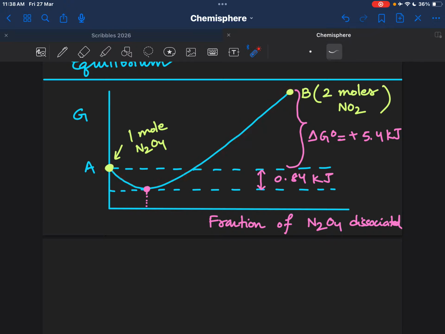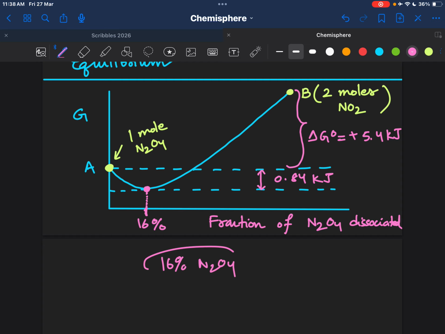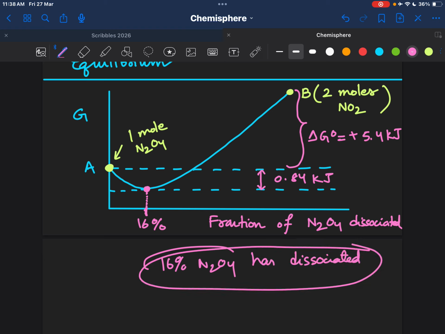One more thing, the free energy curve has a minimum at this point, right? This is the point, and this point is the equilibrium point. And if I draw a line here, this is the fraction, let's say this will be around 16%. So that means 16% of N2O4 has dissociated in the equilibrium mixture. So this is the equilibrium mixture.